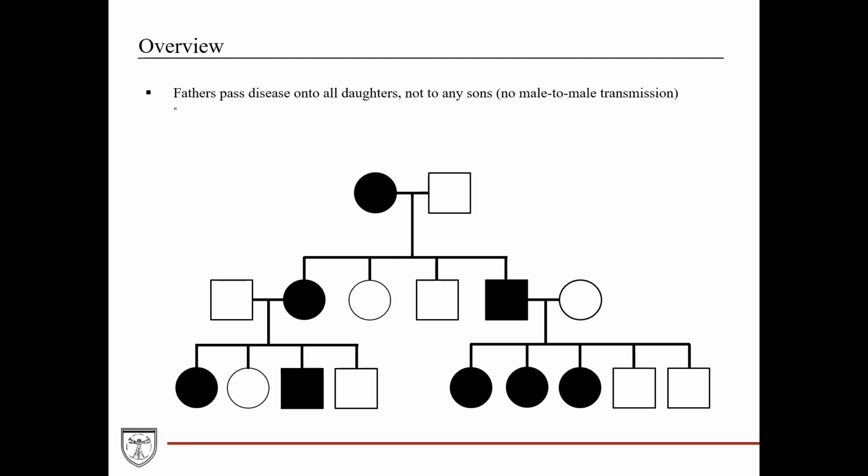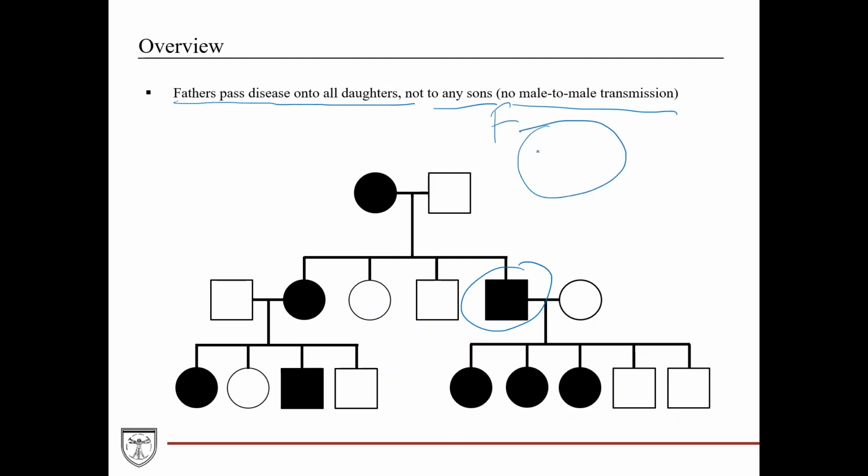So if you have an affected male as a father, he will pass the disease on to all of his daughters and not to any of his sons. So there's no male-to-male transmission in X-linked dominant. So let's look at here. We have an affected male. His wife is healthy. And so you can see all three of his daughters are affected and neither one of his sons are affected. So let's look at the inheritance here.